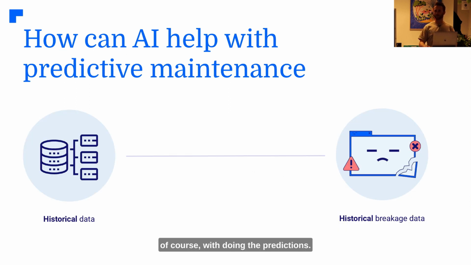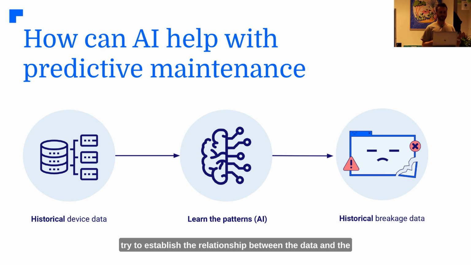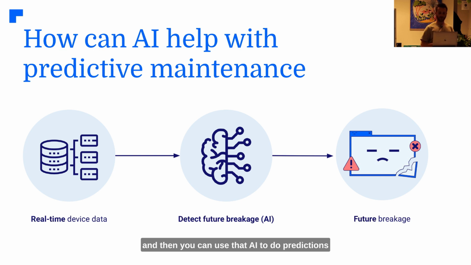And then AI can also help, of course, with doing the predictions. So if you have the historical data, and you have also data about when some parts break down, you can try to establish the relationship between the data and the devices and the date of things breaking down, and you can try to capture that relationship. This is where AI is really good, because AI can capture patterns that are not even detectable by persons. So you can train an AI to learn the patterns between the historical device data and the historical breakage data, and then you can use that AI to do predictions for the data that you have today. And then you can use it to detect future breakage.